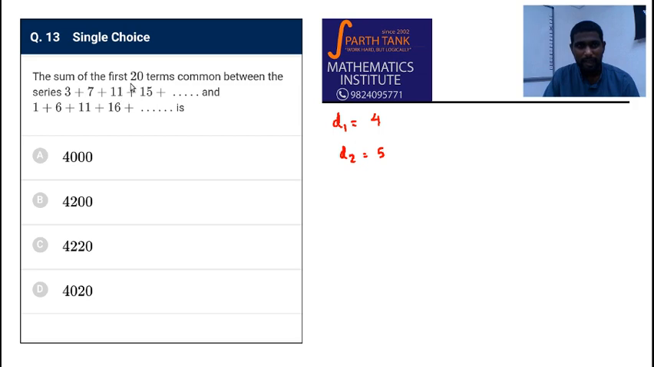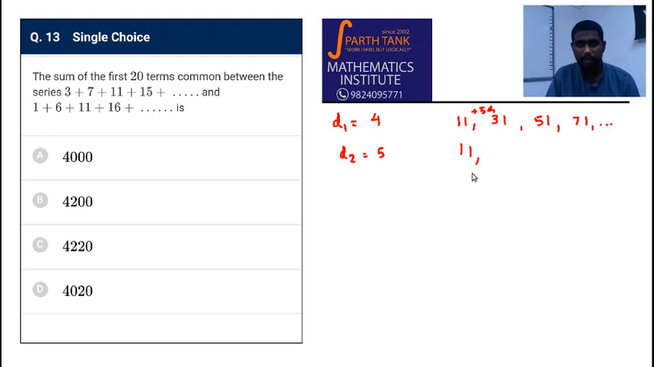Now 11 after 5 terms in this series will become 5 times D, which is 31, and here 4 times D2 will give 31, right? That is the common term. The next common term would be, 11 is already a common term, the next common term would be 31, which will be plus 5 times D1. The next one would be 51, 71 and so on.